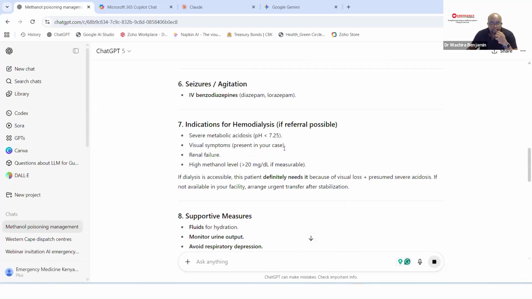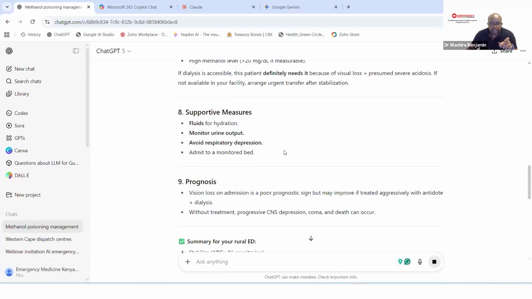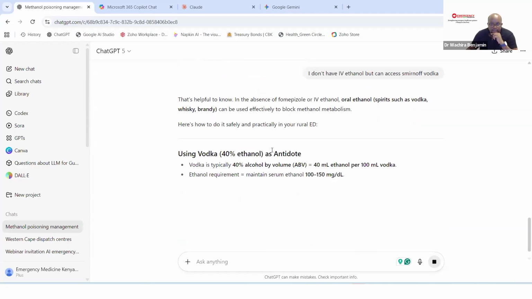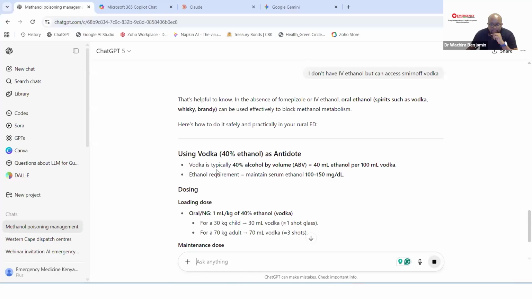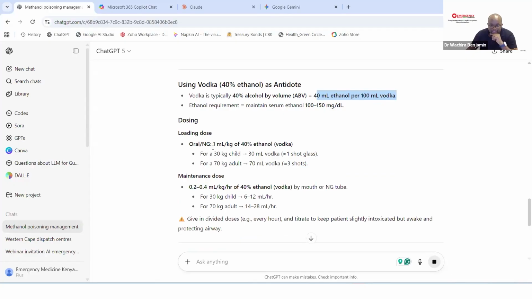Let me go down here. Indications for dialysis. Vodka is typically 40% alcohol by volume. That means 40 ml ethanol per 100 ml vodka. Maintain serum ethanol. Loading dose, oral or nasogastric, 1 ml per kg of vodka. They'll be very happy. So for 70 kg, 70 ml vodka, 3 shots.